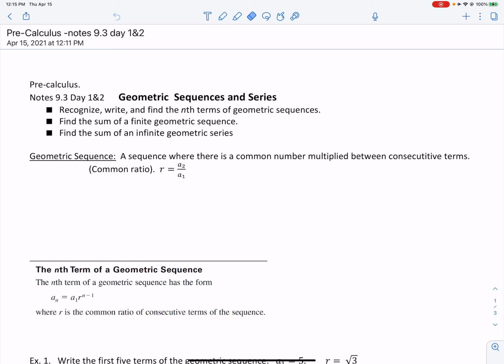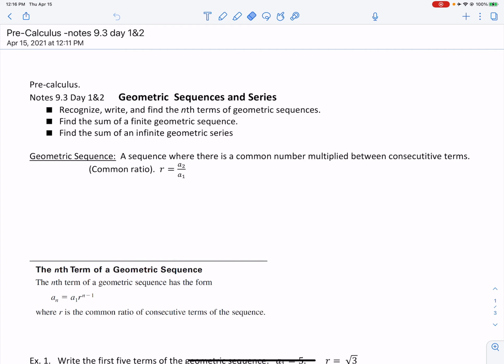All examples. We are moving to geometric sequences. We looked at arithmetic sequences and series. Now we are looking at geometric sequences and series. A geometric sequence is a list of numbers where you get from term to term by multiplying by the same ratio, the same number.